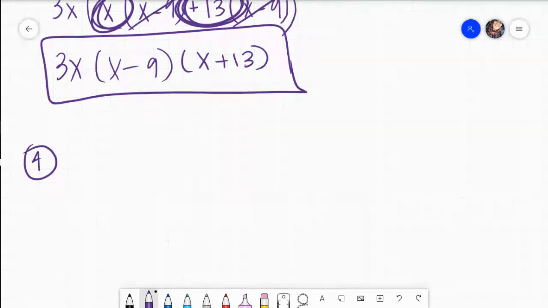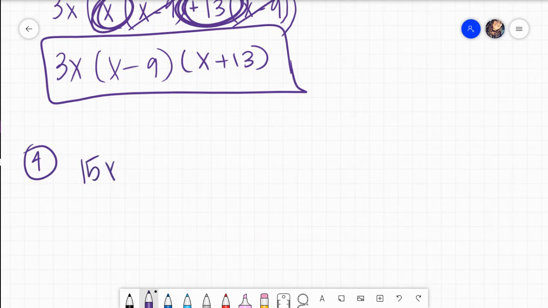All right, so let's do this last example. I have 15x squared, a positive 16xy, and a negative 15y squared. I need to first identify.